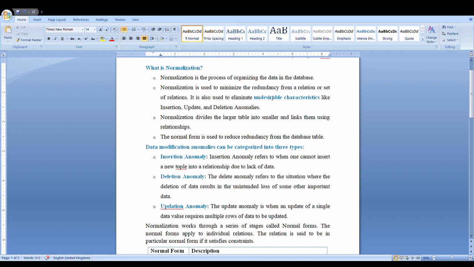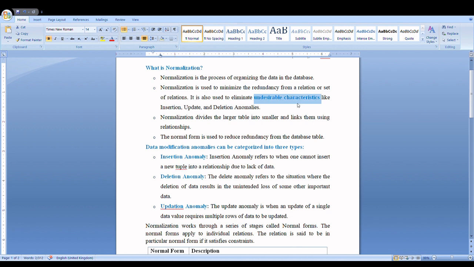Normalization is the process of organizing data in the database. A database is a collection of tables, but just adding the tables in the database will not work. We have to add the tables in an organized way. Clear? Why do we use normalization? Normalization is basically used to reduce the redundancy or duplication, and to eliminate the undesirable characteristics.